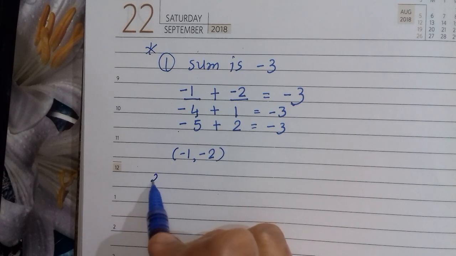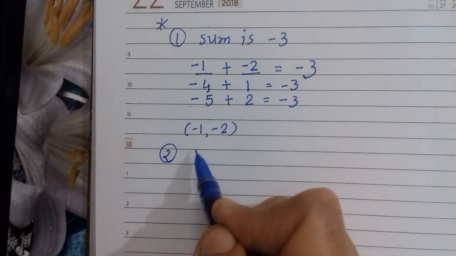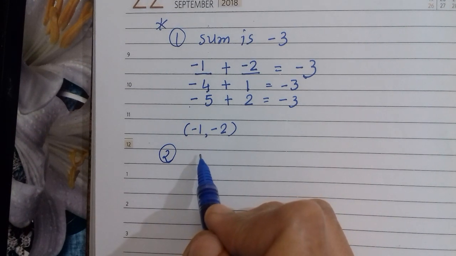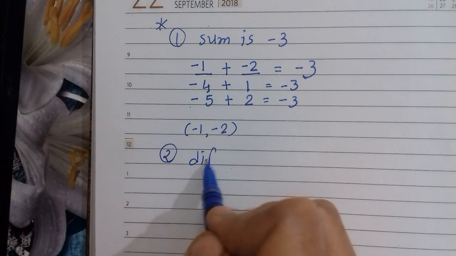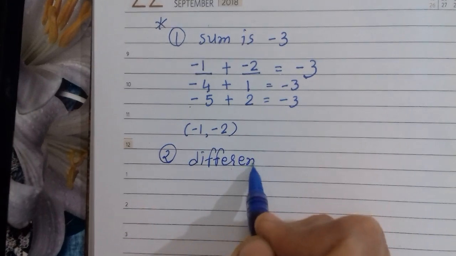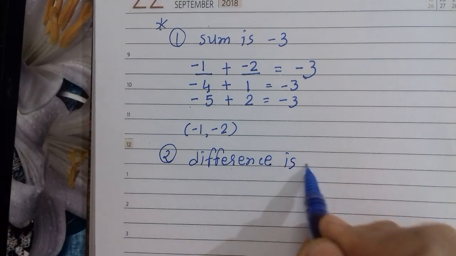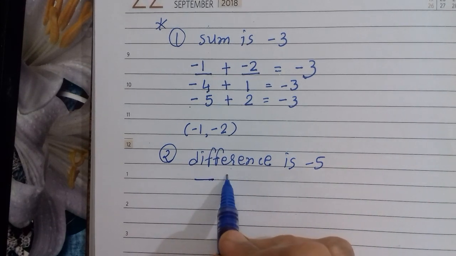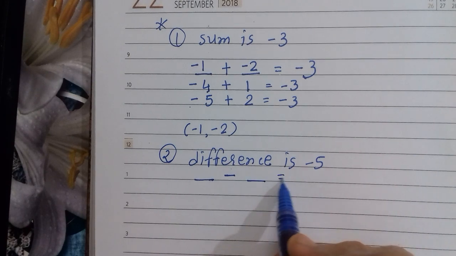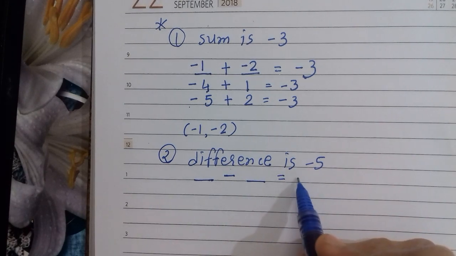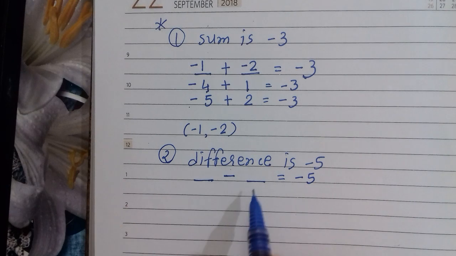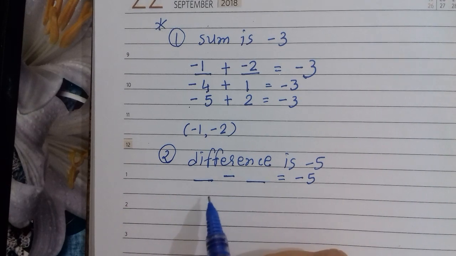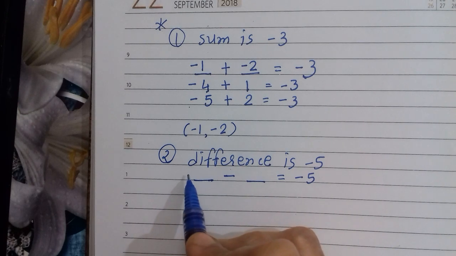Suppose question 2: write the pairs whose difference is minus 5. Here the difference is minus 5. So you will choose the integers whose difference is minus 5. Suppose you want to take two negative integers. Then what will you do?